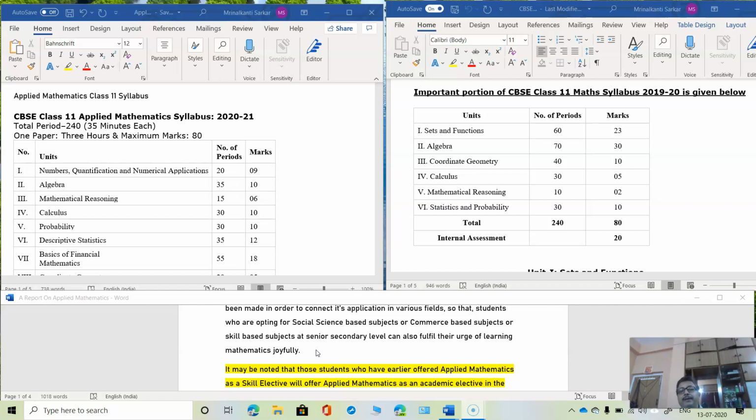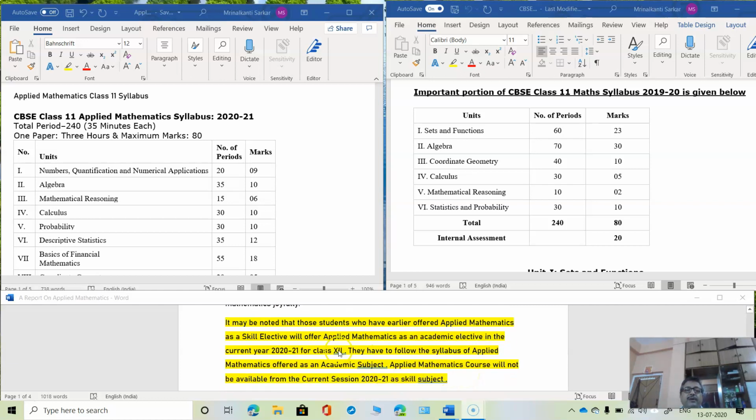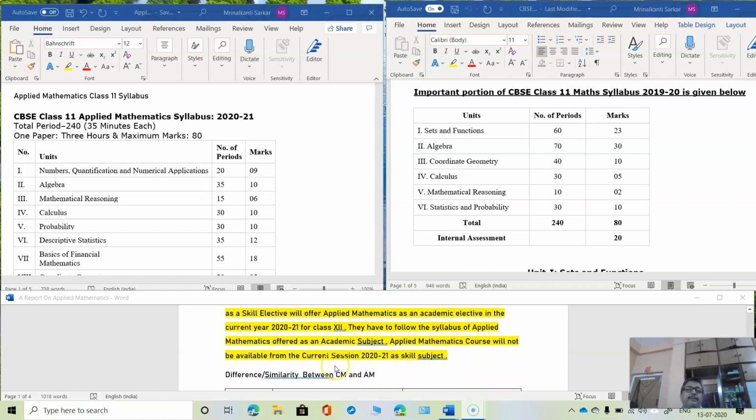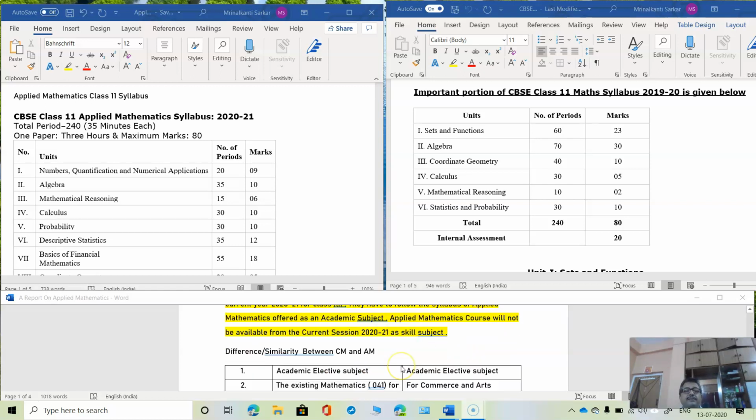They have introduced applied mathematics in the syllabus. It may be noted that those students who have earlier offered applied mathematics as a skill subject will offer applied mathematics as an academic elective in the current year. They have to follow the syllabus of applied mathematics. In the academic subject, the applied mathematics course will not be available from the current session as a skill subject.